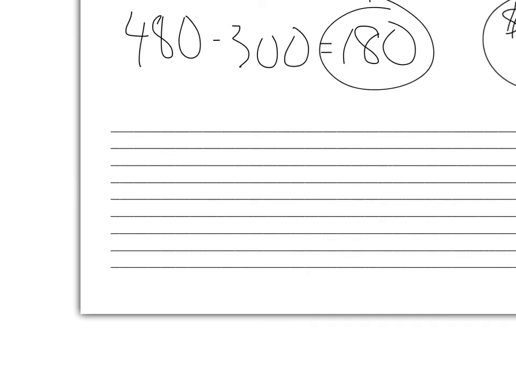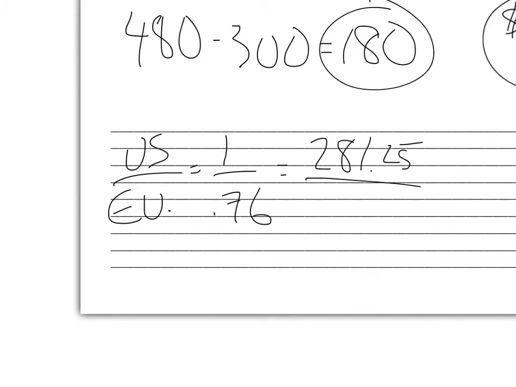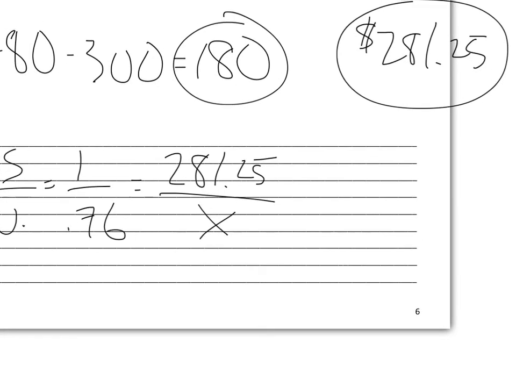Part B. Now we're in Spain, and if we know she has US dollars now in euros, it's 1 to 0.76, and she has $281.25, we have to figure out how many euros she can spend. That answer comes to 213 euros and 75 cents left over, and this is euros.